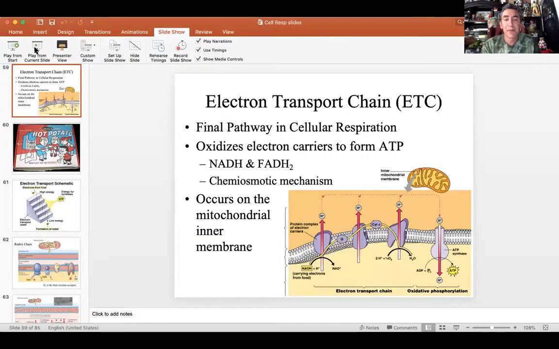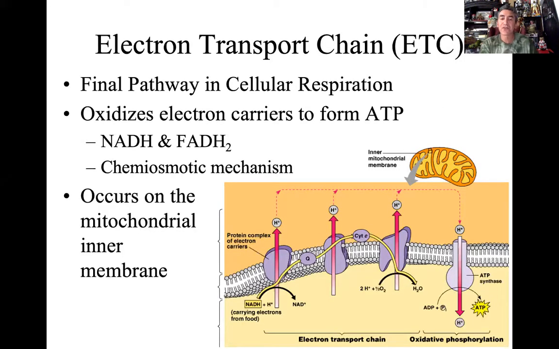All right, so we're almost done. We're almost done with cellular respiration, but we do have the last of the sub pathways, which is a fair amount of information. But let's try to get through the electron transport chain. So again, this is the third and final of the sub pathways of cellular respiration.